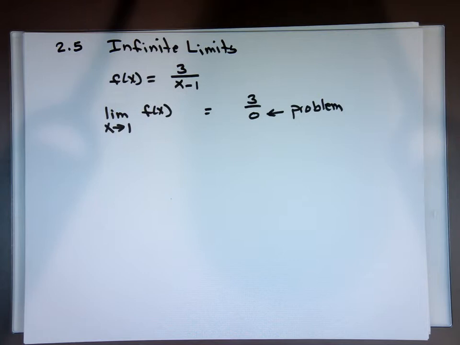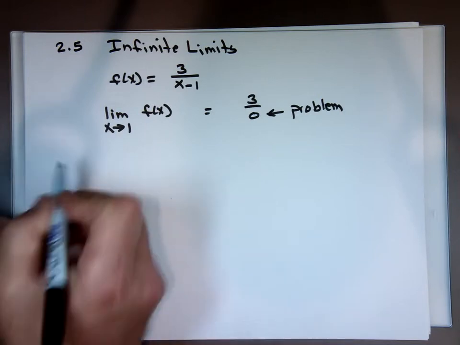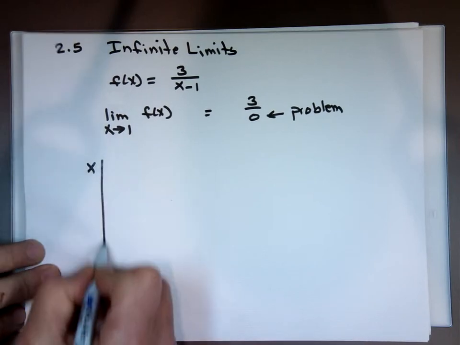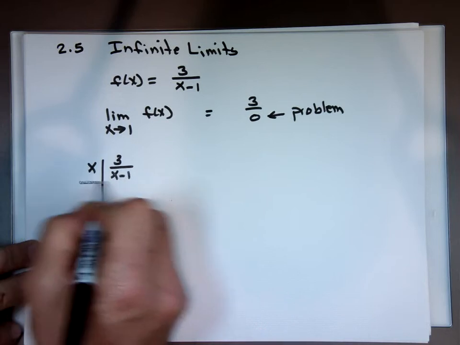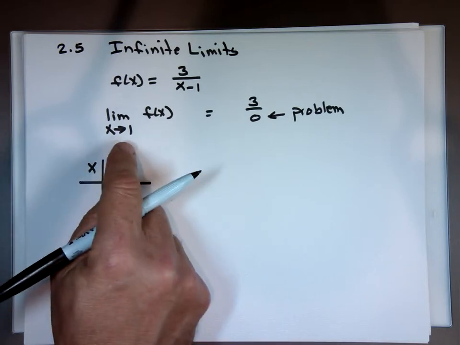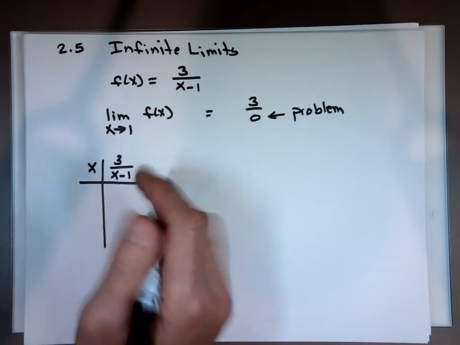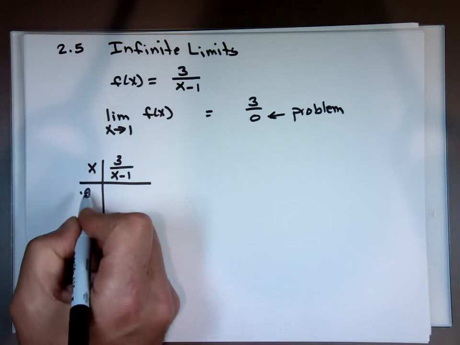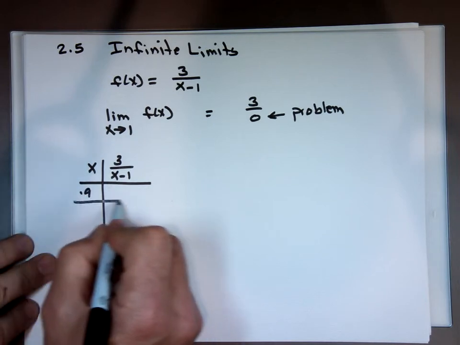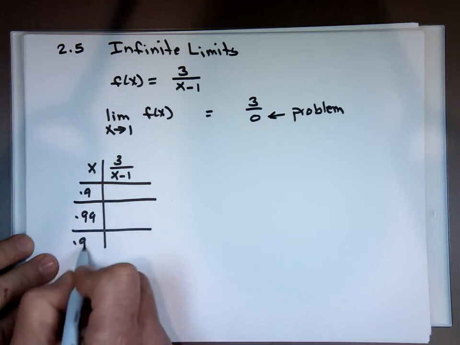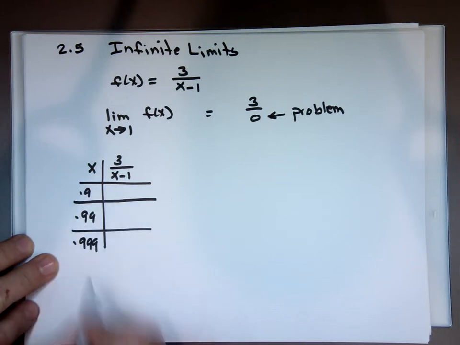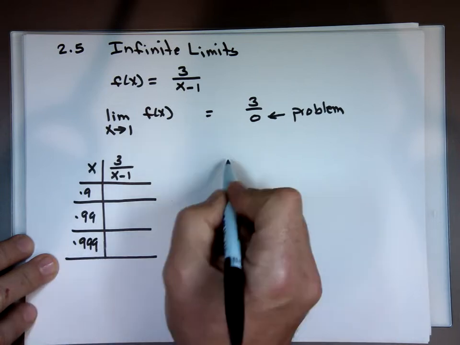So what's the only thing left there? Make a chart, a table. Last resort is the table. If everything fails, the table is the way to go. We're approaching 1. Let's look at it from the left side. 0.9. You're not at 1 yet. 0.99. 0.999. That's the left side. Then we'll do the right side.